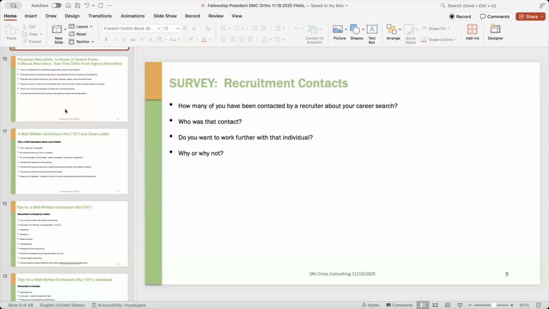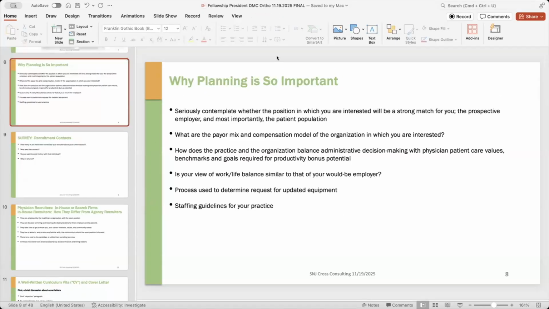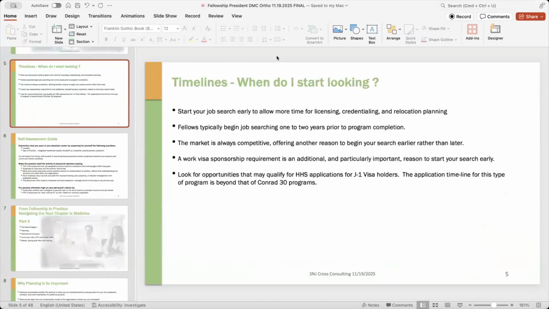So when we look at timelines, if you could go to page 5. When do you start looking? When you start your search, you definitely have to allow time for your license and for credentialing and relocating. Those are the 3 big pieces after you've decided where you want to go.